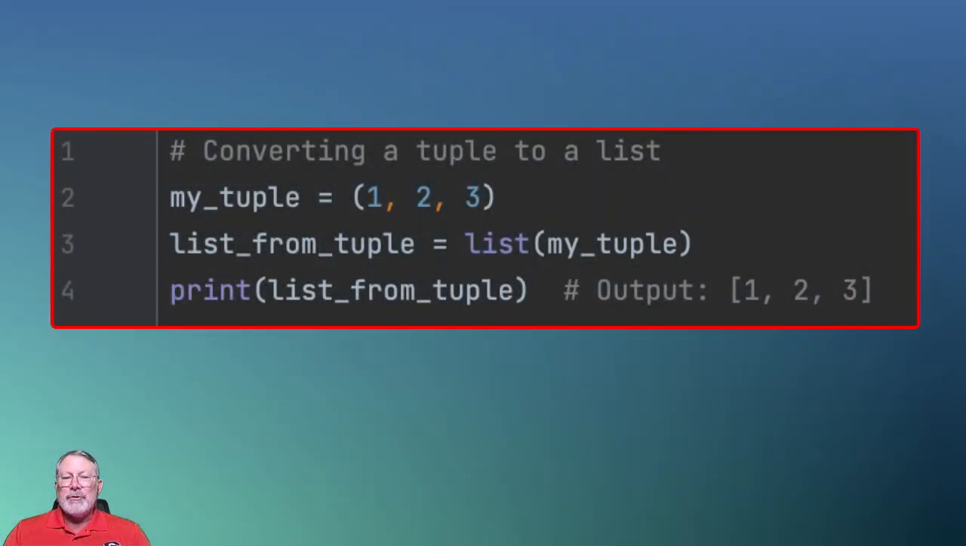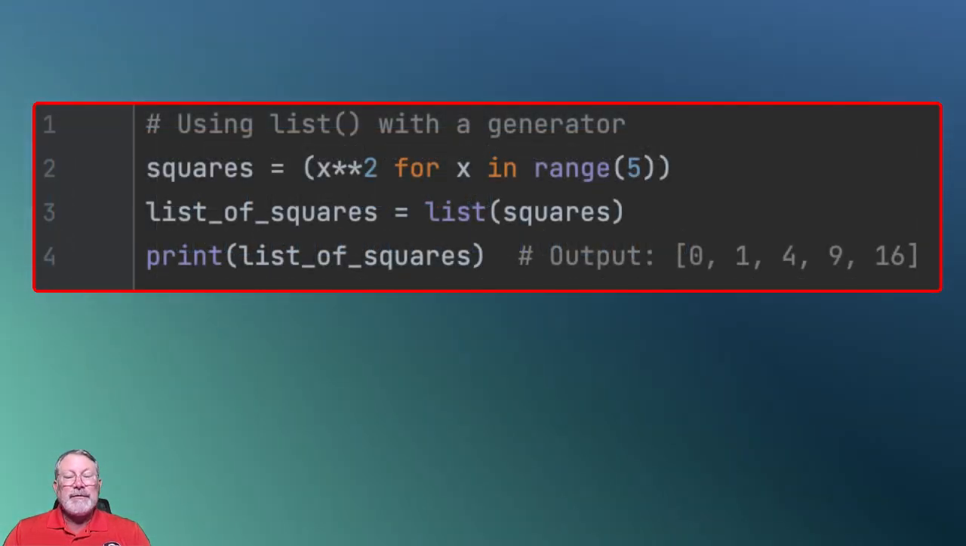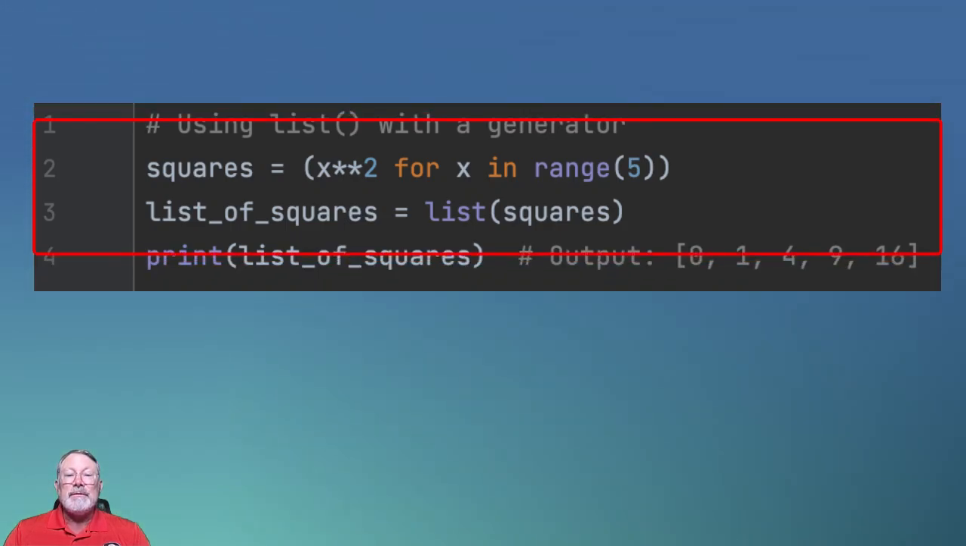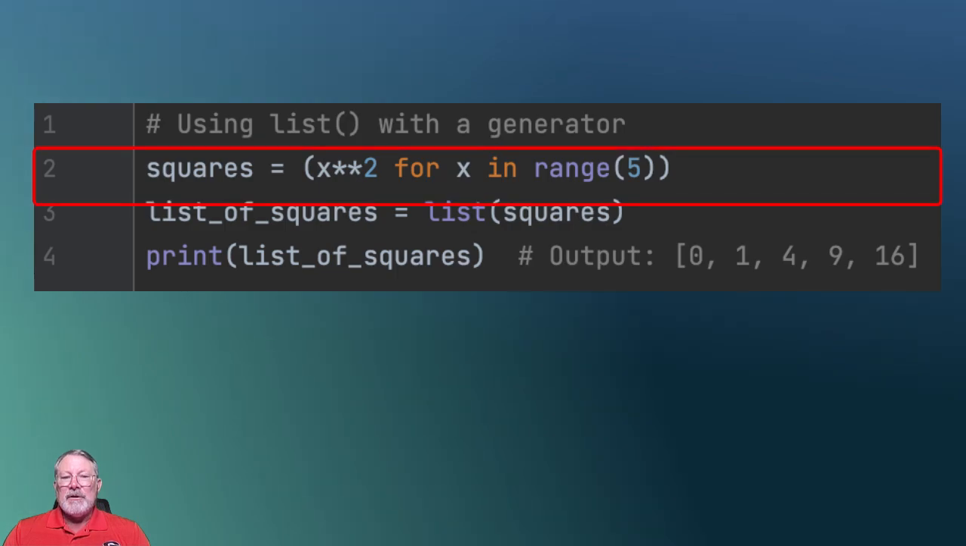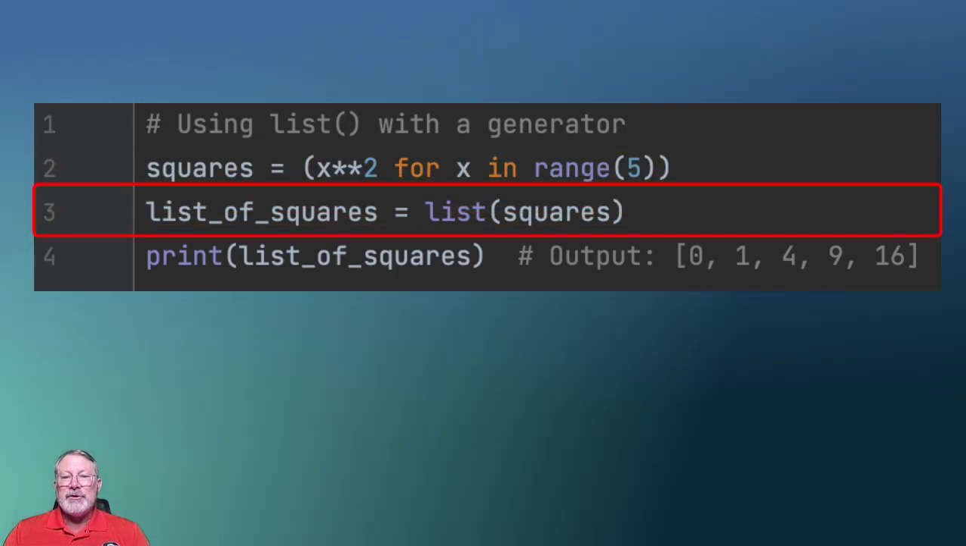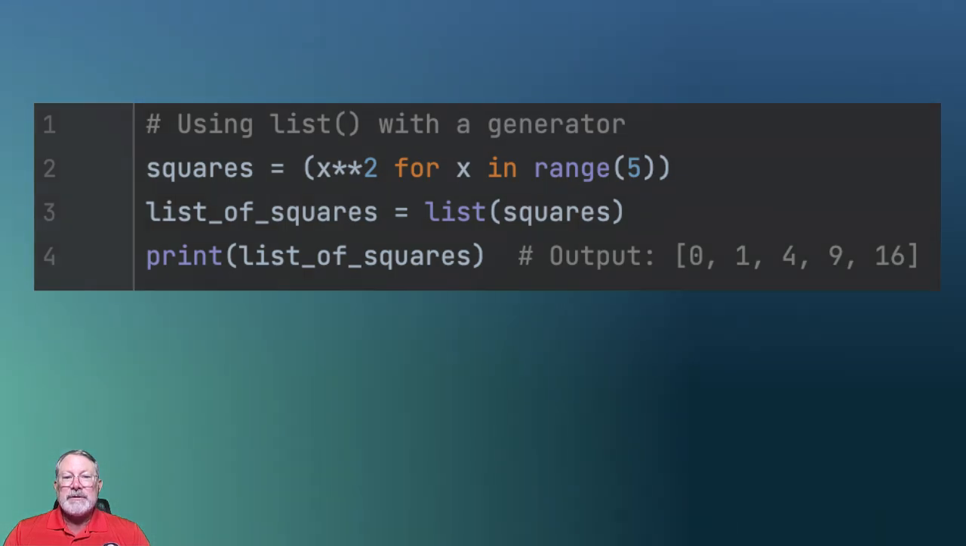You can also use list to convert a tuple into a list. This is useful when you need to modify data that was originally stored in an immutable tuple. Lists can collect elements from generators, making it ideal for handling dynamic data streams. Here, list converts the generator into a list, capturing all its elements at once.